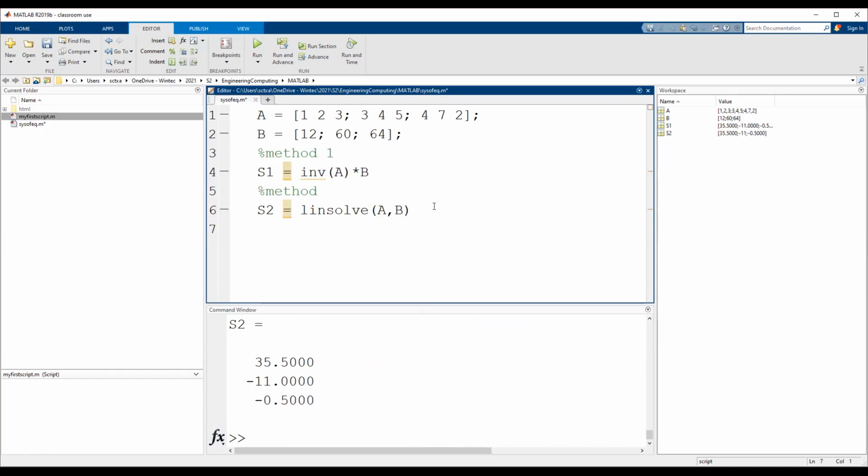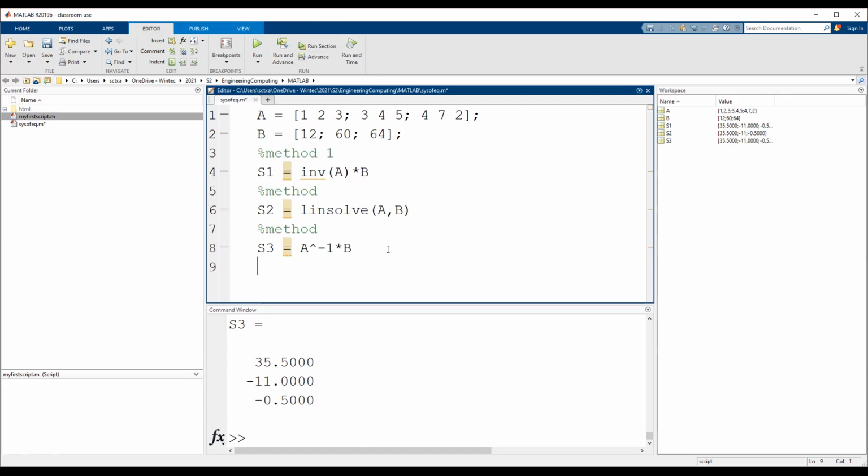Now, third method, let's say my set of solution matrix. I can just use the power to calculate this one. So now it's B. If I execute this one, you can see my S3 is also the same. And if you look at the workspace, all these three matrices are the same. So they have a similar set of numbers.